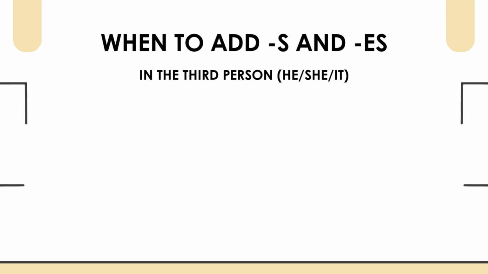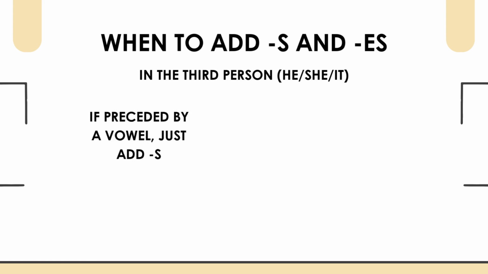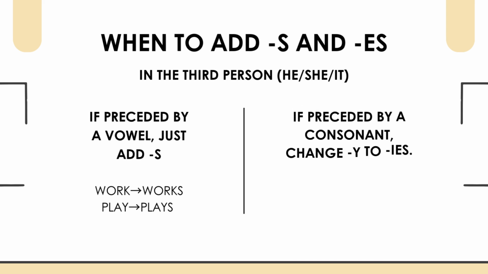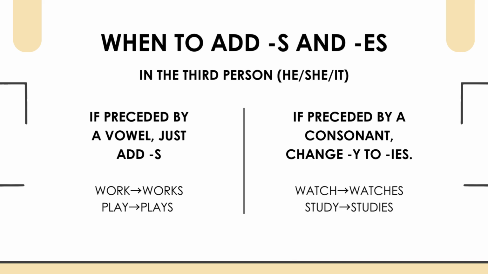Now, let's talk about when to add s or es in the third person singular, he, she, it. Here are the rules. One, if the verb ends with a vowel, simply add s. For example, work becomes works. Play becomes plays. Two, if the verb ends with a consonant followed by y, change the y to ies. For example, watch becomes watches. Study becomes studies. These rules ensure the verb is grammatically correct when talking about he, she, or it.